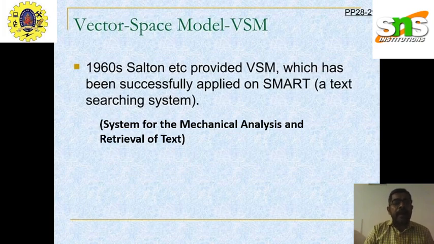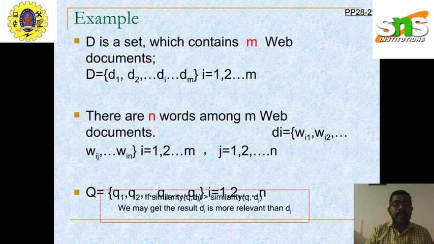And the next one is the vector space model. This vector space model was provided by Salton in the year 1960, and it was applied in SMART. The expansion of SMART is a system for the mechanical analysis and retrieval of text. We have to analyze the system of the text or documents that have been stored, and it has to be retrieval of the text. So this is the concept of SMART, the vector space model that has been implemented.